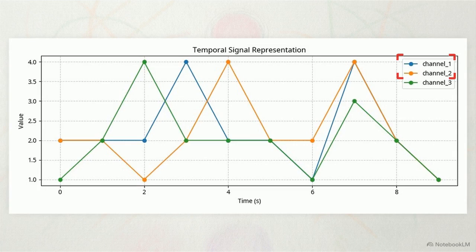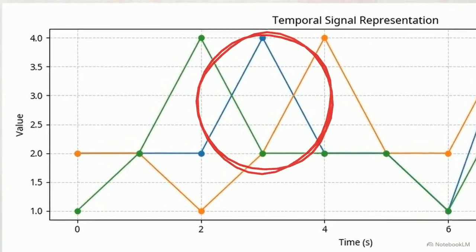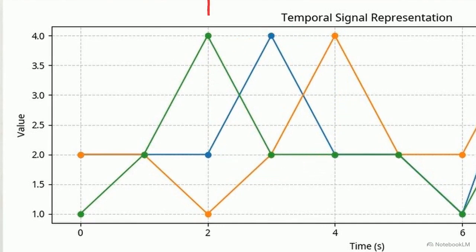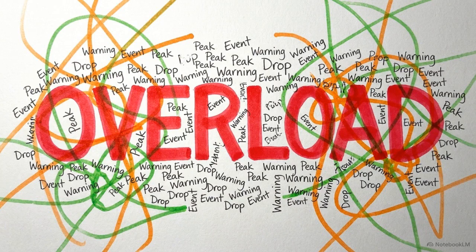While effective for single metrics, plotting 3 variables degrades clarity. Between seconds 2 and 4, overlapping lines obscure the exact state. You cannot distinguish baselines from critical spikes when data occupies the same space. Attempting to resolve this with textual annotations or event markers only increases the noise.